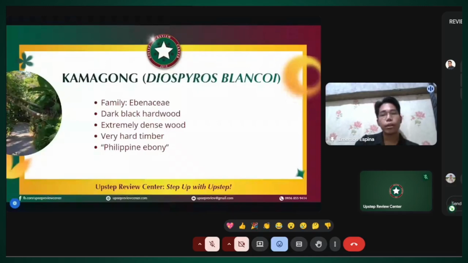So when you see the phrase Philippine ebony, your mind or thinking should be kamagong already. That's your clue, big clue actually. So to remember kamagong, K is for it being ebony, and then A for being an attractive dark wood, and then M for the market value that is very high. And then A, it always appears well on reviews and exams. And then G for weight density.